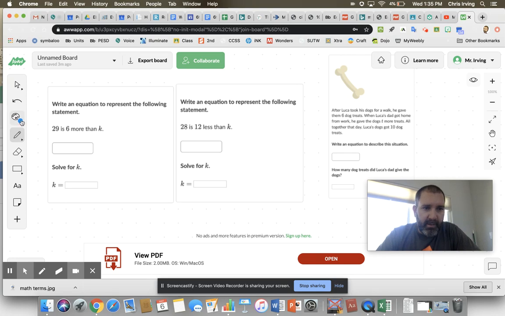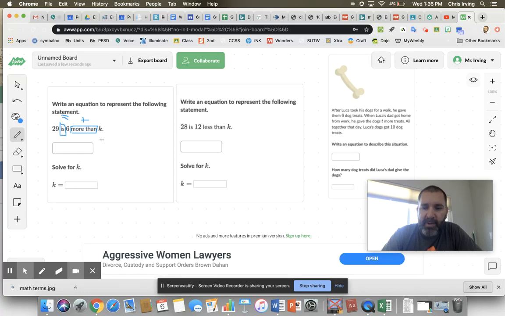Okay, let's break it down. Try to make some sense of it. Is. We know that that is going to be a pretty good indicator that it's going to be equal, right? And then right over here, we have more than k. More than, I feel like I've heard that before, maybe in third grade. More than is a huge clue that we need to have the operation addition in this equation. So when I go to write this one, again, I'm going to literally write it exactly the way it looks.